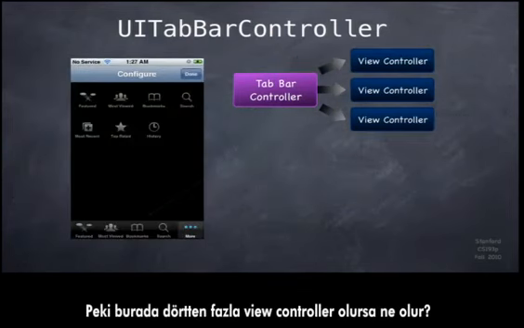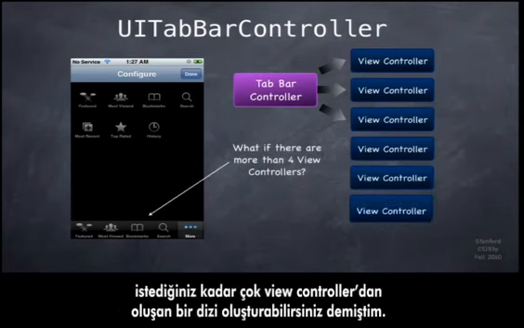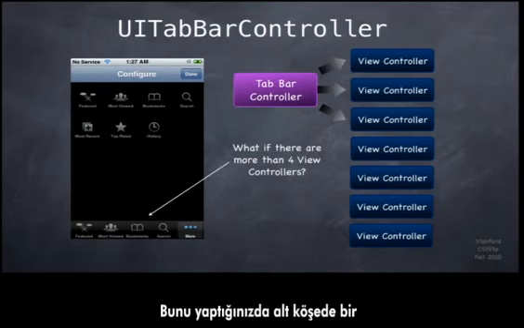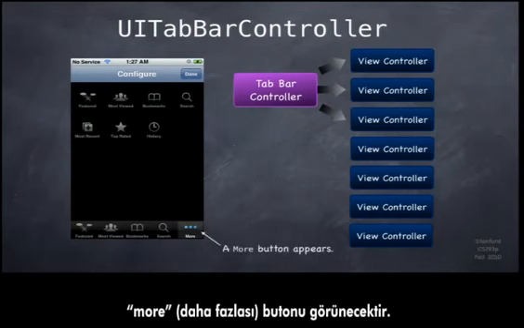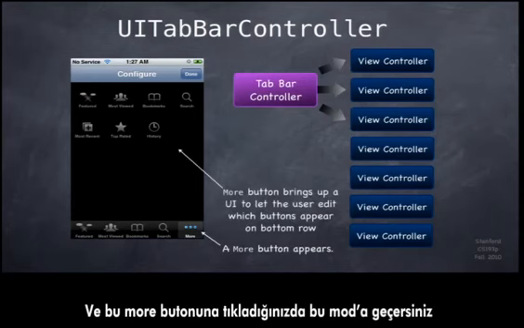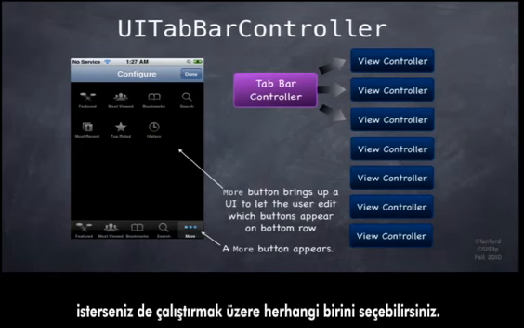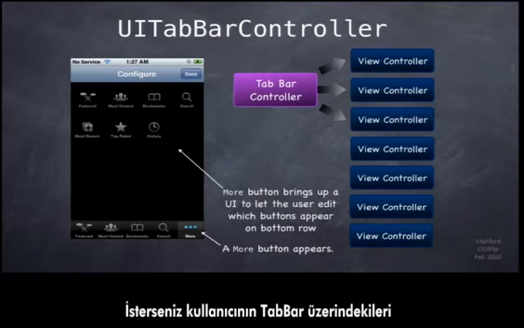All right, so what happens though if there are more than 4 view controllers? Because I said the tab bar controller, you can create it with an array of as many view controllers as you want. When you do that, a more button will appear down in the corner. So you'll have 4 buttons and a 5th one now, which is more. And when you click that more, it goes into this mode where the user can actually pick which 4 they want to be showing on the bar. And at any time, they can click on that more button and pick a different one, right? So they can actually edit what's on the bar if you enable that.